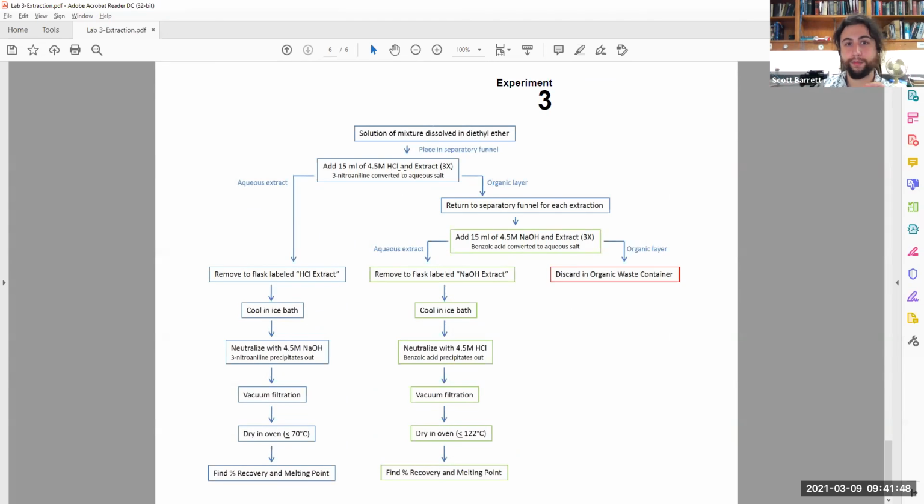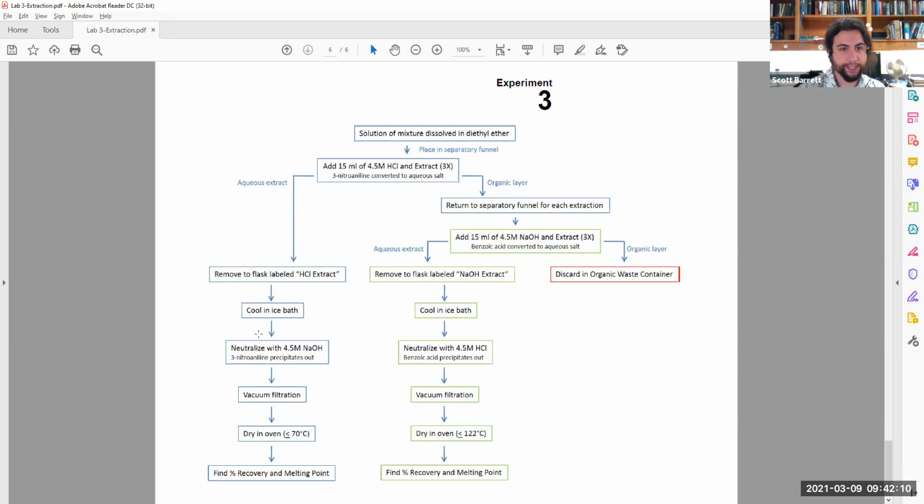You add in 15 milliliters of hydrochloric acid and extract. Well, what would be pulled out into the hydrochloric acid? We would see that the nitroaniline would be converted to an aqueous salt. So knowing that, we have an aqueous layer and an organic layer. We'd have two layers, just like oil and water. So on the side, you'd have your hydrochloric acid extract.